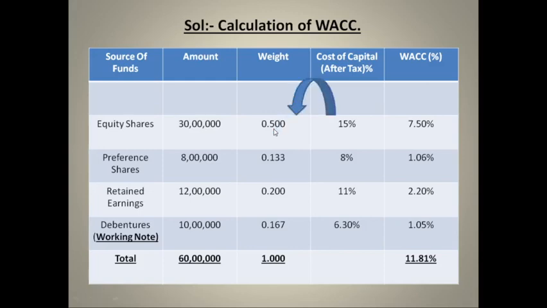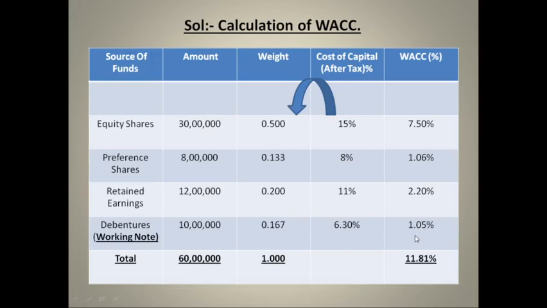Fine. Now we will find the weighted average cost of capital, which means we will be calculating the last column now. For that we will take a product, or multiply the previous two columns, which is nothing but weights into the cost of capital of each source of funds. So 0.5 into 15% is nothing but 7.50%. 0.133 into 8% is nothing but 1.06. Similarly, 0.2 into 11 is nothing but 2.2%. 0.167 into 6.3% is nothing but 1.05%.